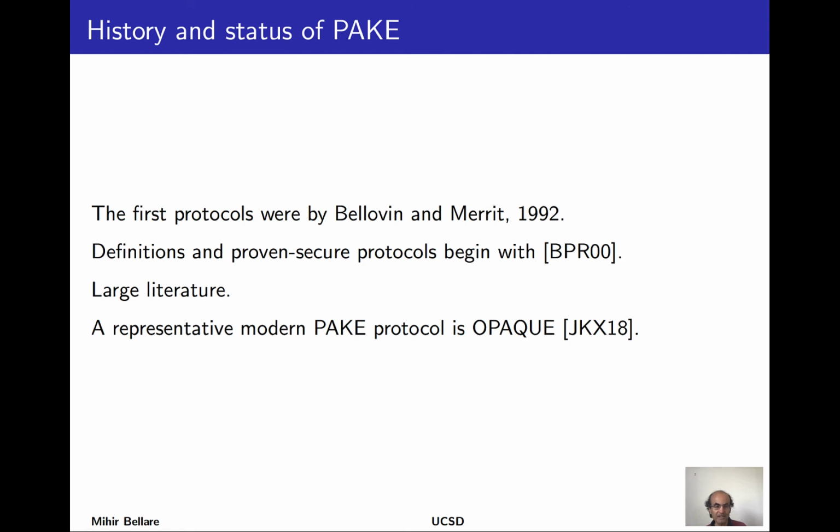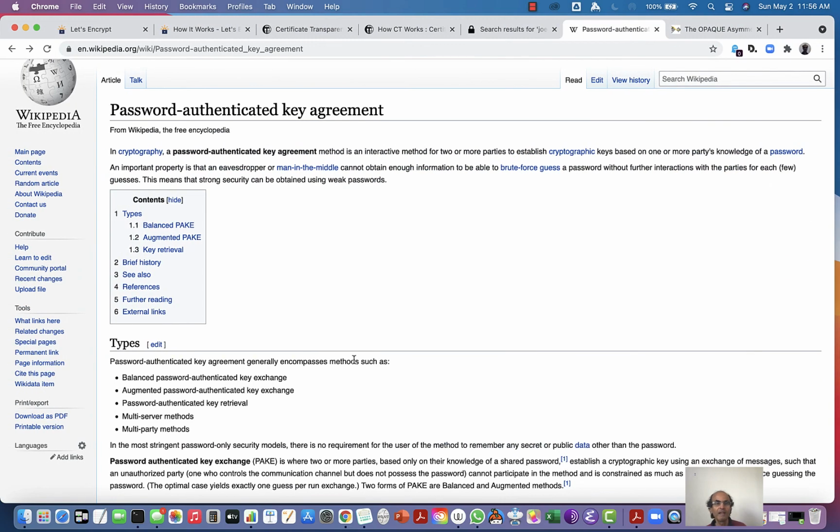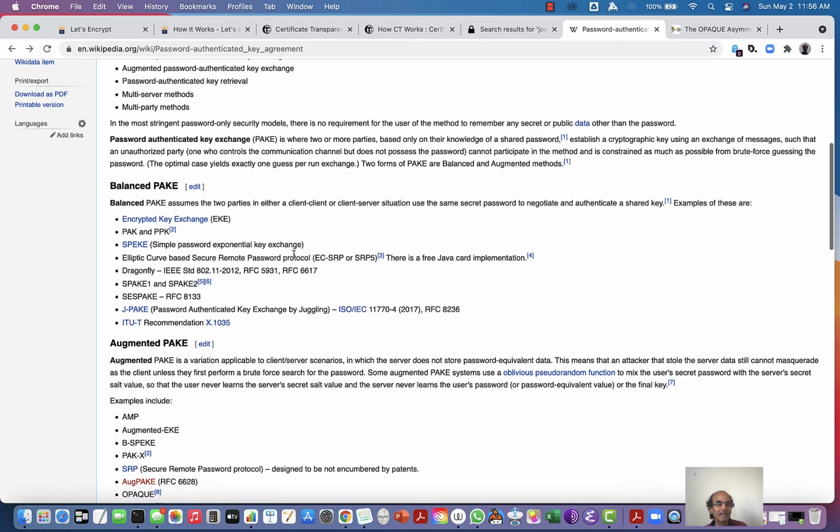But one particular one I might recommend, because it's a modern one, is what's called the PAKE protocol. And if you want more information, the Wikipedia article on password-authenticated key agreement is pretty good. You'll find a lot here about the different variants of the problem, different protocols, the SPEKE protocol, the J-PAKE protocol, Dragonfly, and so forth.